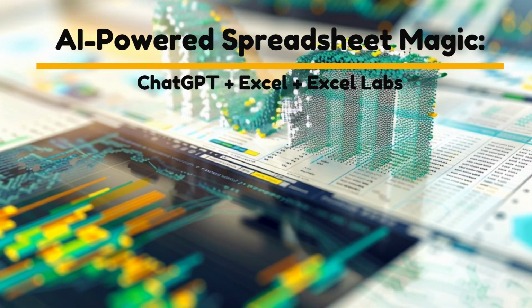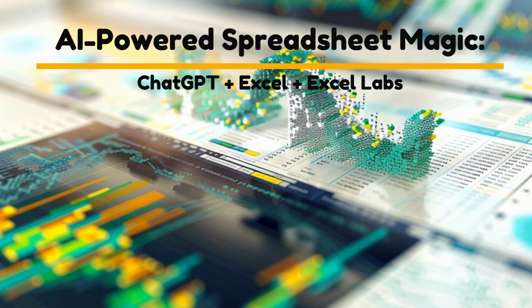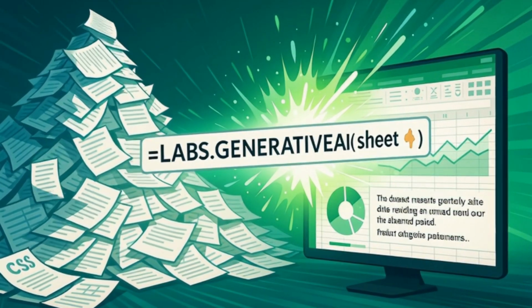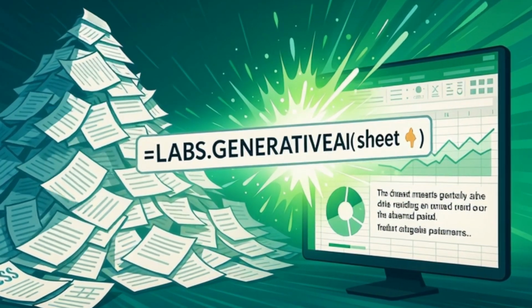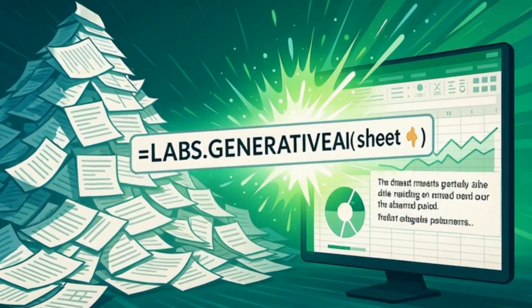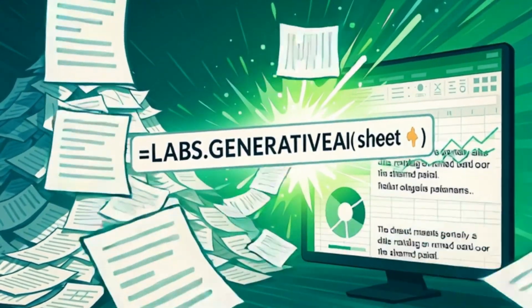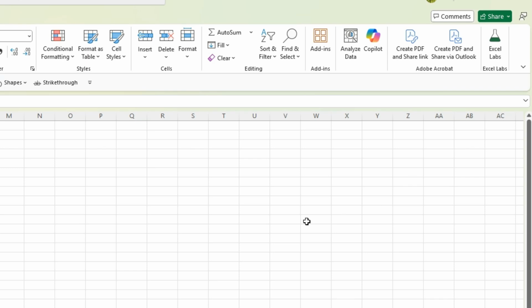GarageLabs is a free experimental office add-in from Microsoft that pipes ChatGPT straight into Excel via a custom function, letting you shoot prompts from any cell and get the answers back instantly. Okay, here we are in Excel. You'll know the add-on is installed correctly when you see the Excel Labs icon in the upper right-hand screen.